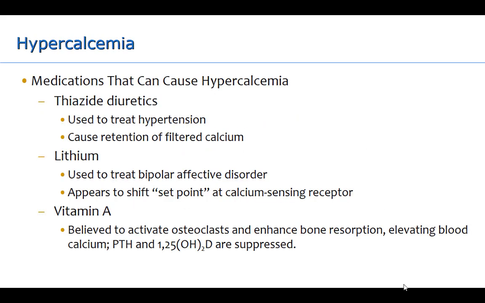There are certain drugs which can cause hypercalcemia. Some of them are listed here. Thiazide diuretics, which are used quite commonly to treat hypertension, can cause reabsorption of the filtered calcium, leading to hypercalcemia. Lithium, which is used to treat depression or bipolar disorders, can actually change the set point of the calcium sensing receptor in the parathyroid gland. So it will be set to a higher level, and there will be hypercalcemia. Vitamin A, if taken in large amounts, can also cause hypercalcemia. It activates osteoclasts, which will eat up the bone and release calcium into the blood.